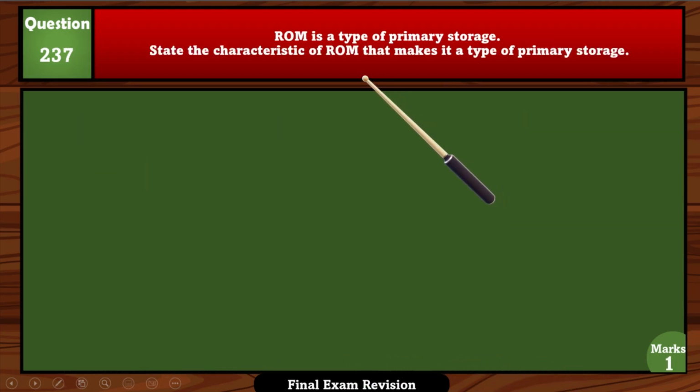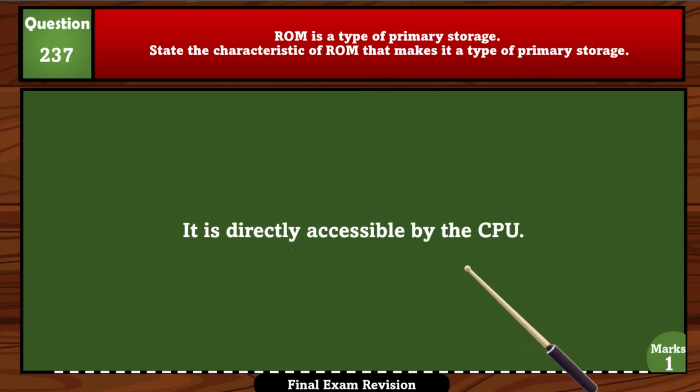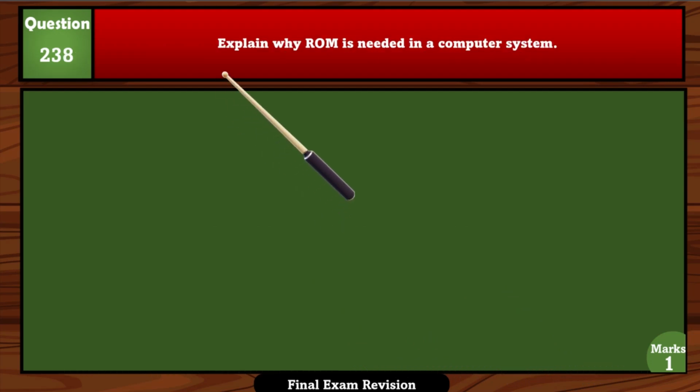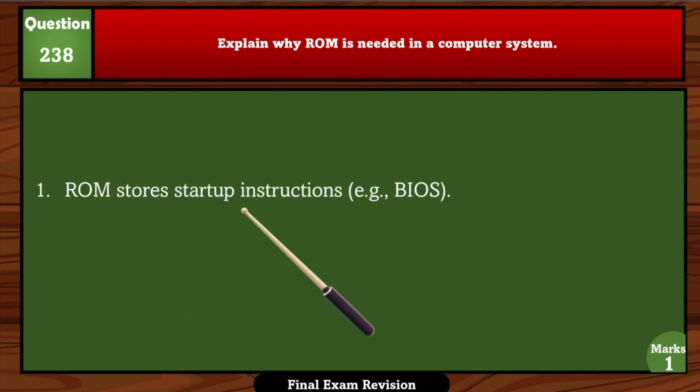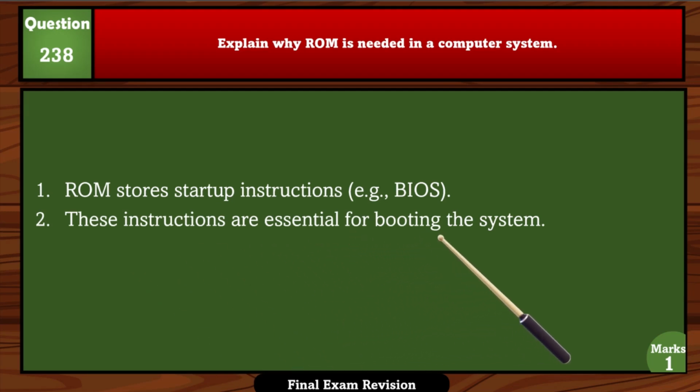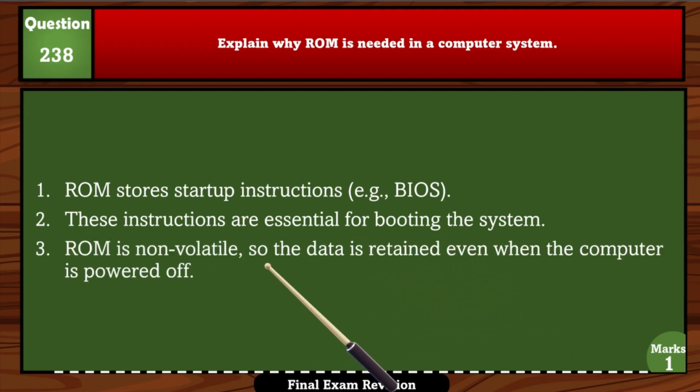Question 237, ROM is a type of primary storage. State the characteristic of ROM that makes it a type of primary storage. So ROM is directly accessible by the CPU. That is why we call it primary storage. Question 238, explain why ROM is needed in a computer system. ROM stores the startup instructions, for example, the BIOS program. These instructions are essential for booting the system. ROM is non-volatile, so the data is retained even when the computer is powered off.